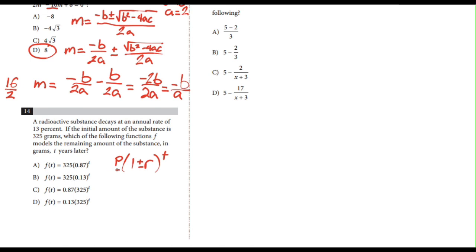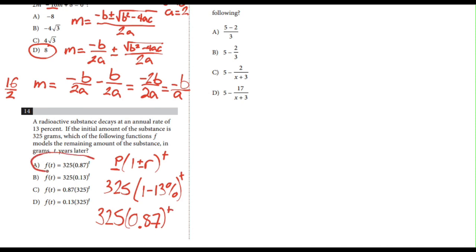So we know that the initial amount is 325 grams, so we're going to write that as 325. Then since this is radioactive decay, we're going to use 1 minus our rate. Our rate is 13%, and this is going to be raised to the power of t. Finally, we'll have 325 times 1 minus 13%, which is going to be 87%, or 0.87, raised to the power of t. And this is going to be answer choice A.